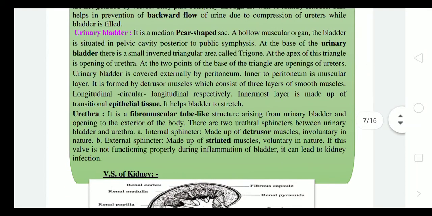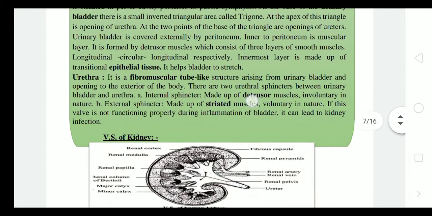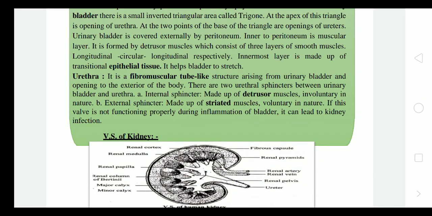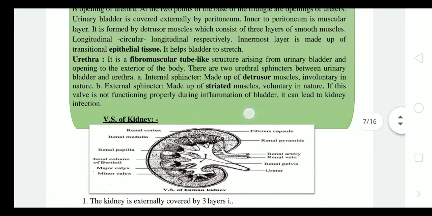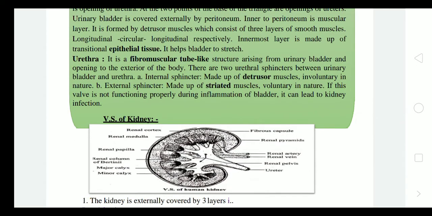The urinary bladder has an inverted triangular area called the trigone, and it opens into the urethra. At the 2 points of the base of the triangle are the openings of the ureters. The urinary bladder is covered externally by peritoneum. Inside the peritoneum is the muscular layer, formed by the detrusor muscles, which consists of 3 layers of smooth muscle: longitudinal, circular, longitudinal respectively. The innermost layer is made up of transitional epithelial tissue, which helps the bladder to stretch.